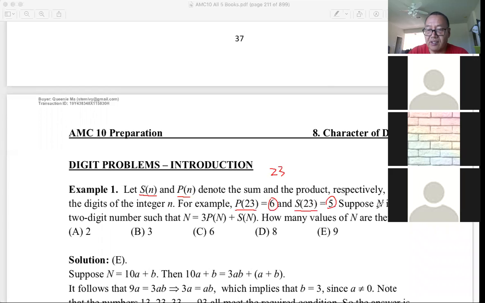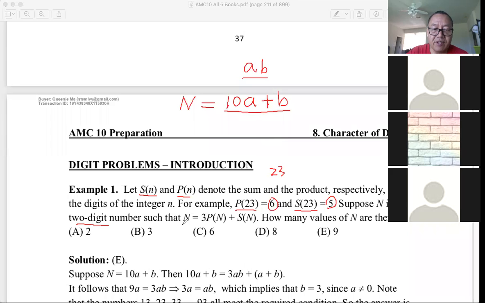Now here, suppose they give you a 2-digit number, okay? You can set this 2-digit number equal to 10A plus B, right? Because we suppose this 2-digit number is AB. A is the digit in the tens place, B is the digit in the ones place. If we represent this number as we showed on the previous page, this should be 10A plus B, right?